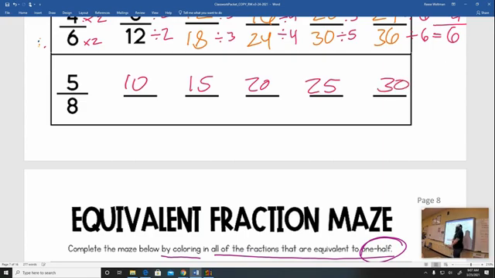Okay, what about this bottom one? 16, 20. Wait. What are we counting by? What are we counting by here? Wilkins.